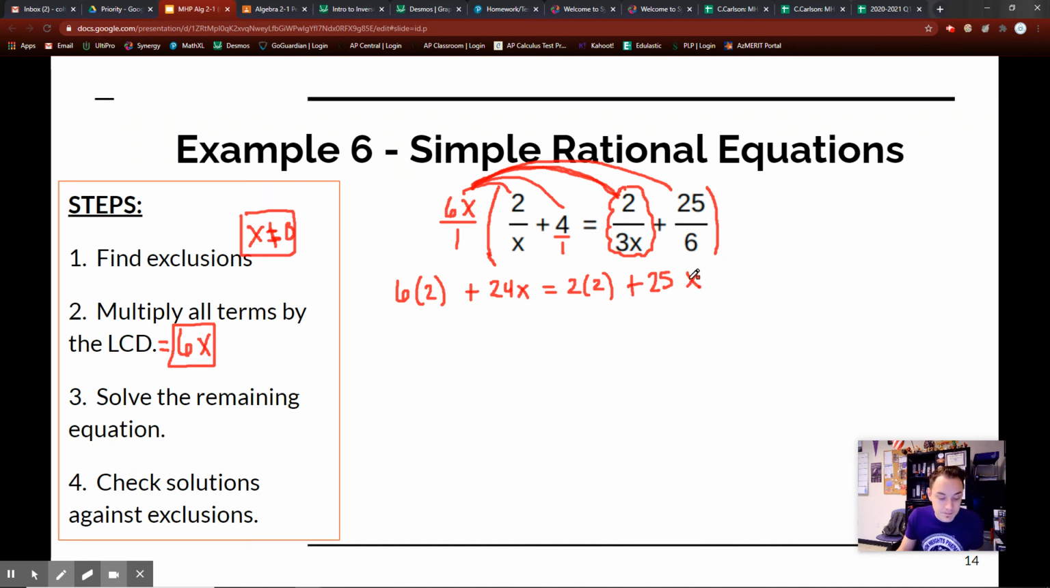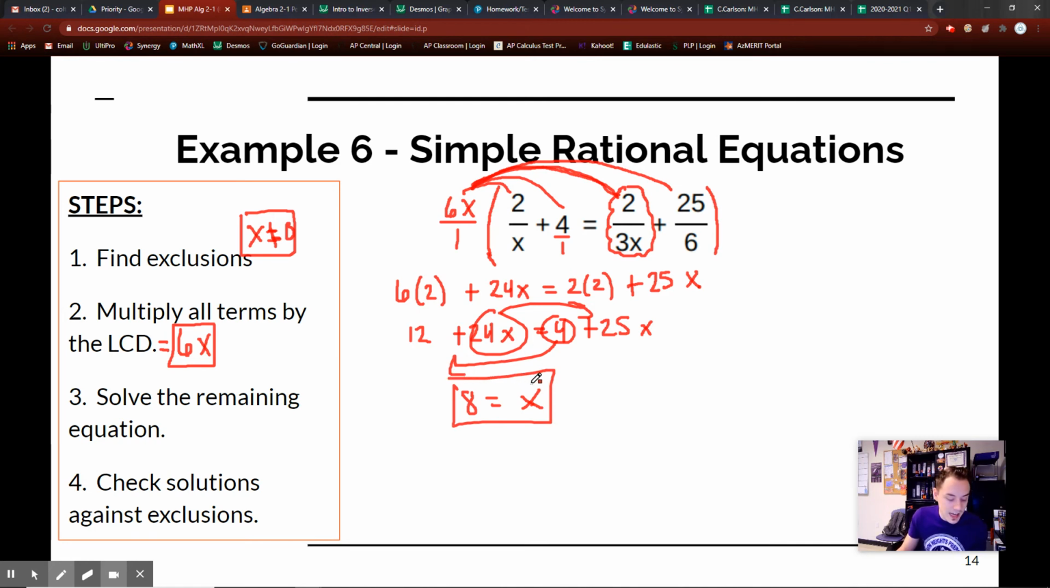So far, so good. I hope that's true. All right. Give me 1 second. Okay. This is going to be 12. This is going to be 24x. This is going to be 4 plus 25x. Subtract the 24x all over. Subtract the 4 all over. So this is going to be 8 equals, and then I subtract the 24x over here, and that becomes x. So that is my final answer, 8 equals x.